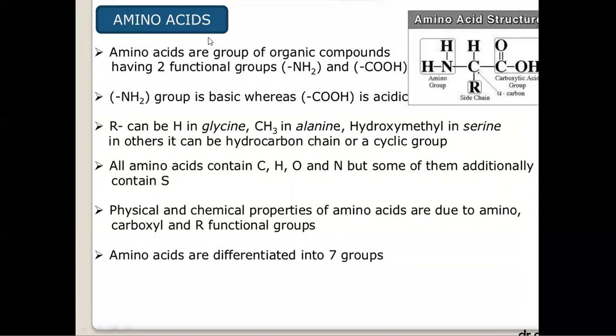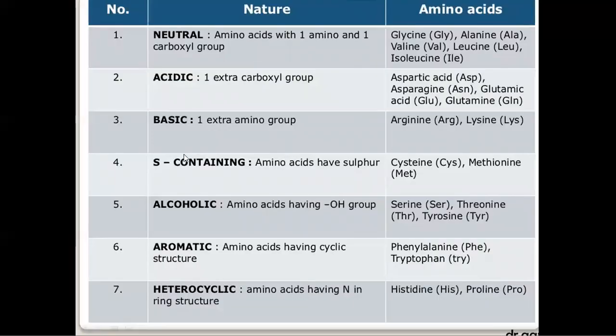These amino acids also show chemical properties: they react with alcohols and produce esters. They also react with amine groups, forming amides. They undergo decarboxylation reactions, giving amines. Amino acids can be differentiated into 7 groups based on chemical nature. These are neutral, acidic, basic, sulfur containing, alcoholic, aromatic, and heterocyclic.